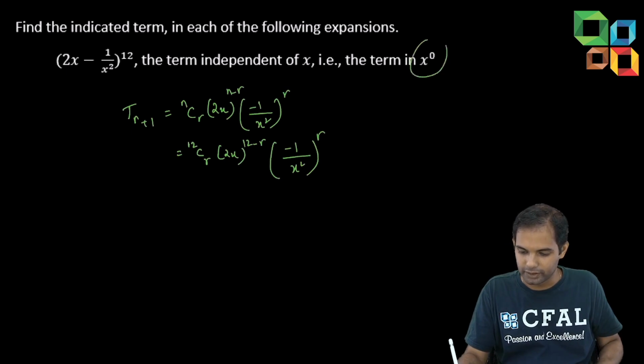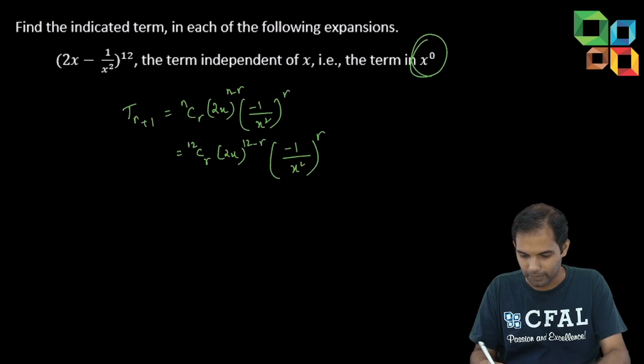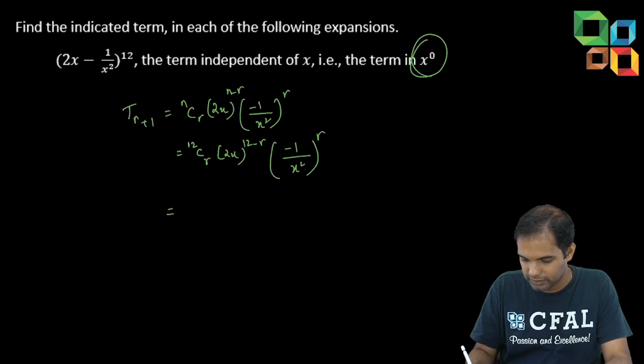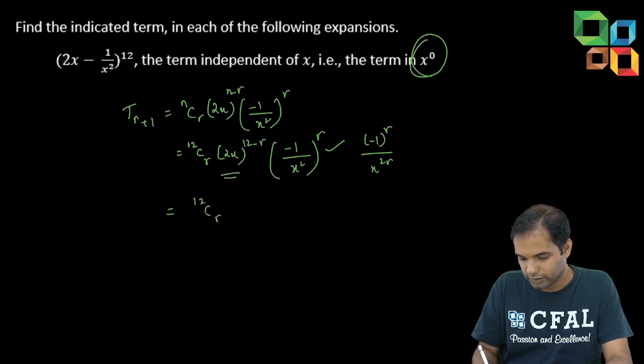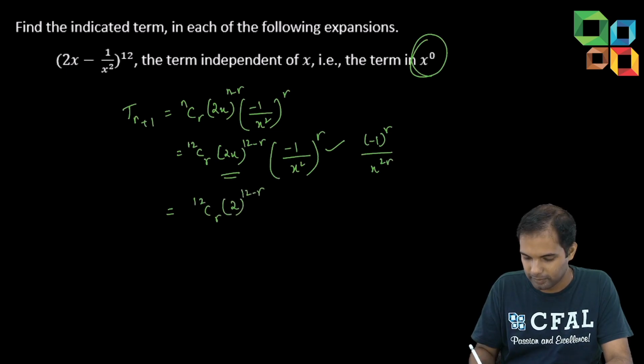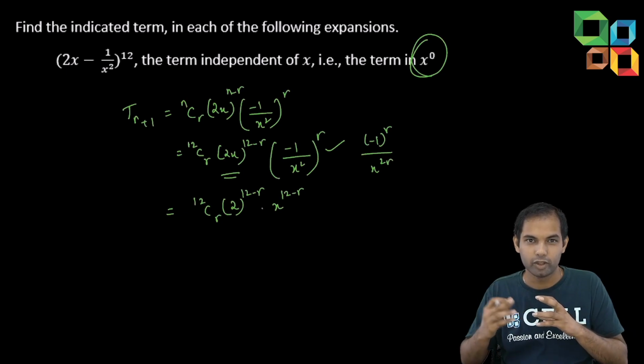I want the x power 0 term. Okay. So can I combine all the x terms just to see what I'm getting? To combine all the x terms, this one I'll write as minus 1 whole power r divided by x power 2r. Remaining here, again I'll split it. So this will be 2 power 12 minus r, remaining x power 12 minus r. Fine. Because of the product, I just split it: ab whole power m is a power m into b power m.